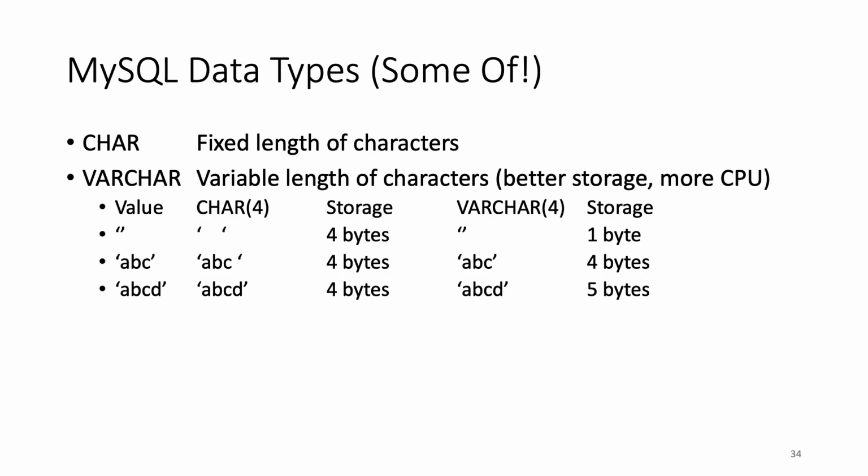So you can see that if we compare a char here with a varchar, if we're storing nothing with a char 4, we use 4 bytes. We store ABC, we use 4 bytes. We store ABCD, we use 4 bytes. But when we use a varchar, we're only ever going to use the length we need plus 1.